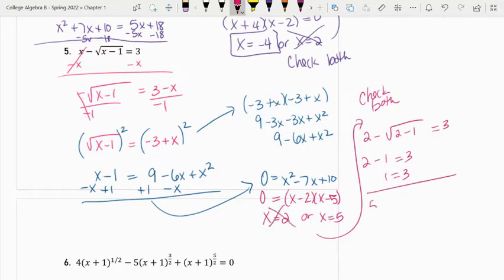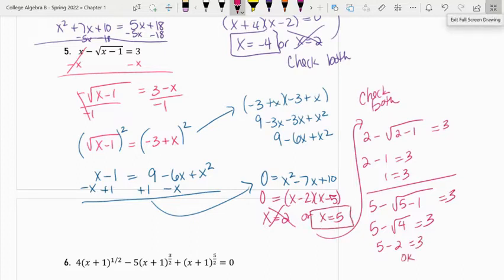Check the other one. You get 5 minus square root of 5 minus 1 equal 3. So 5 minus the square root of 4. Does that equal 3? So 5 minus 2 equals 3. The answer is yes. So the solution that works is 5.